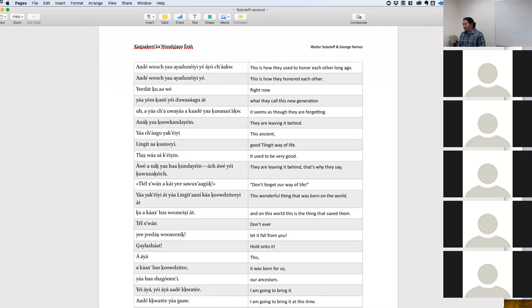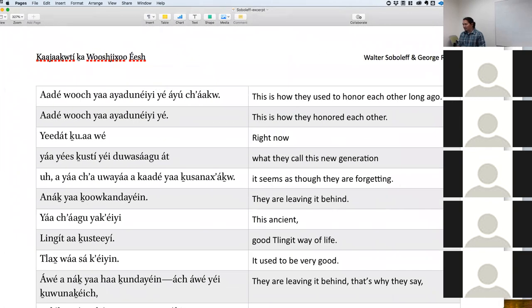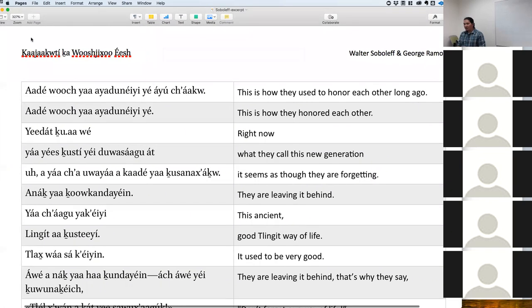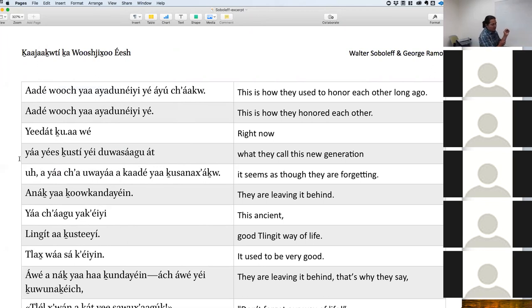The passage that's being referred to comes from a recording that is in Alice's collection. We listened to it in class, and then I just went through and found this particular section. So, Kajakti is Walter Sobolev. And we just want to acknowledge Ross Sobolev. His celebration of life was yesterday. That's Walter's son.